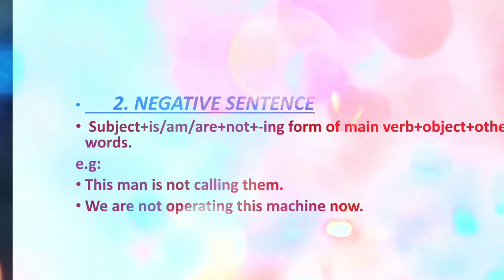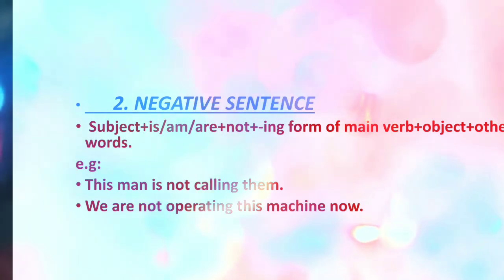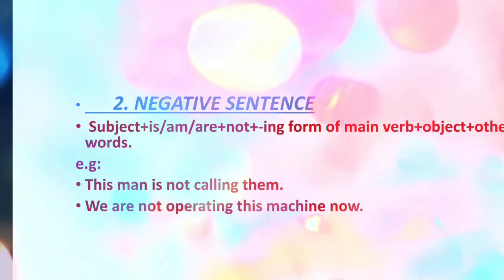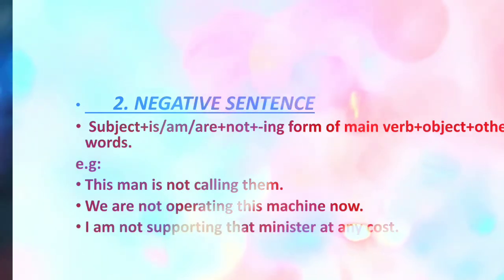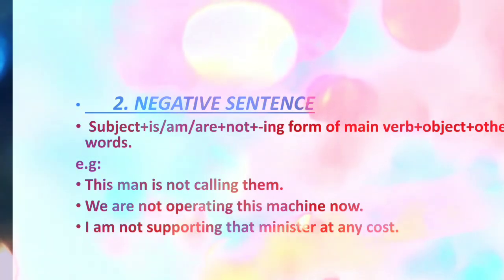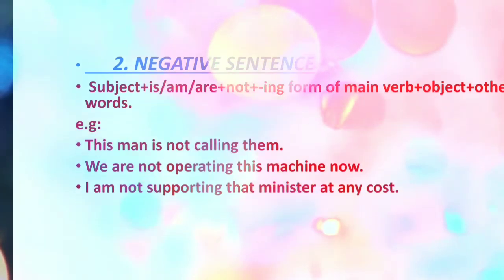Next one is: we are not operating this machine now. Here you can see also that not is used after are and before the ing form of the main verb. Next is: I am not supporting the administrator at any cost. It follows the same structure. The next one is the interrogative sentence.